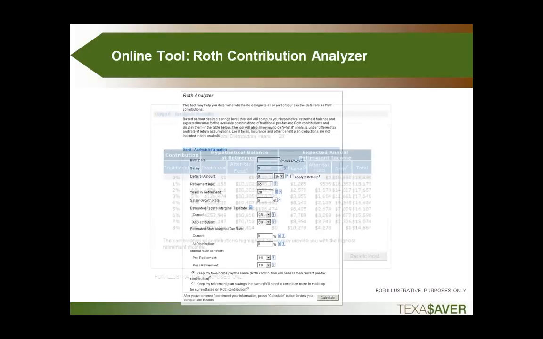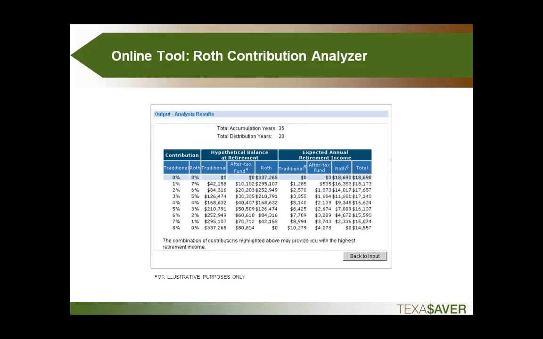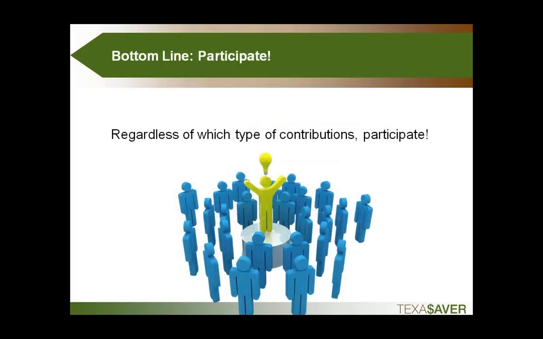Based on your desired savings level and other information you've input, the tool will compute your retirement balance and expected income based on the available combination of traditional before-tax and Roth combinations and display them in a table. The illustration will take into account some assumptions on the tax rates and rates of return that you may achieve, giving you some what-if analysis to play with. Regardless of which type of contribution you choose to make, the important thing is to contribute as much as you can today for your retirement tomorrow.